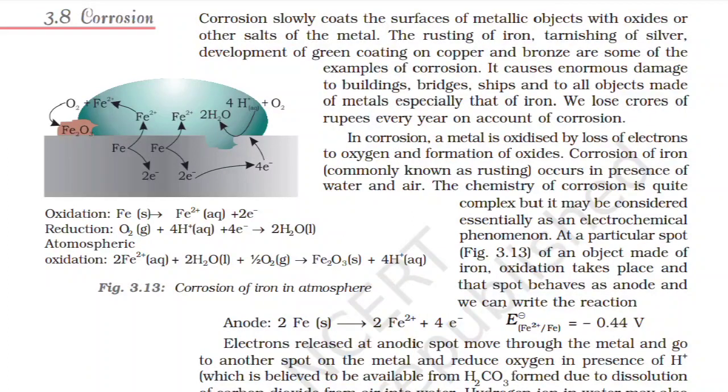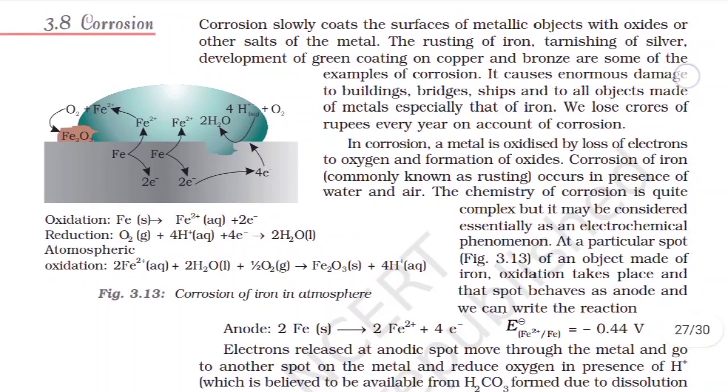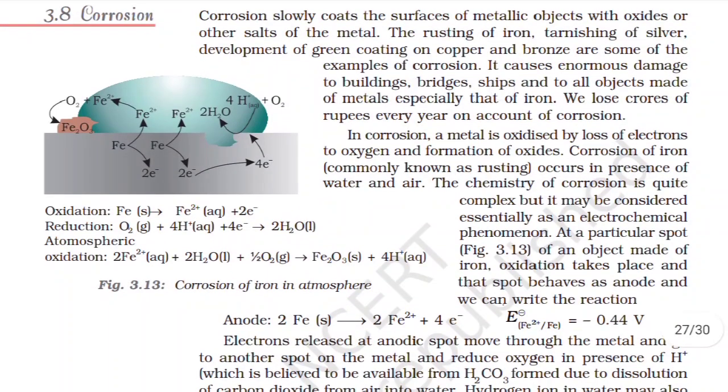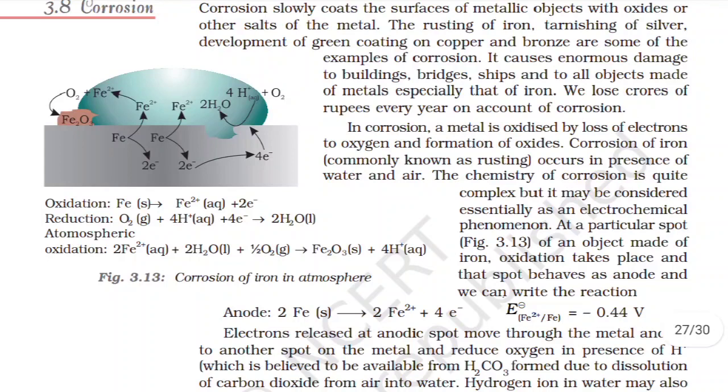Because of corrosion, it causes enormous damage to buildings, bridges, ships, and all other objects made of metals, especially iron. Because of this rusting, the life of bridges and buildings decreases. Therefore, we need to protect these things from rusting. How it is protected, I will tell you. Before that, I will tell you how this rusting is possible.